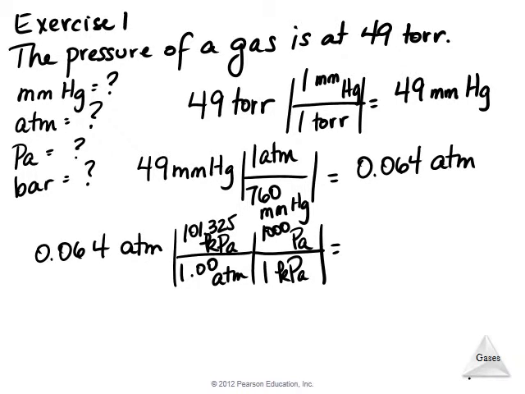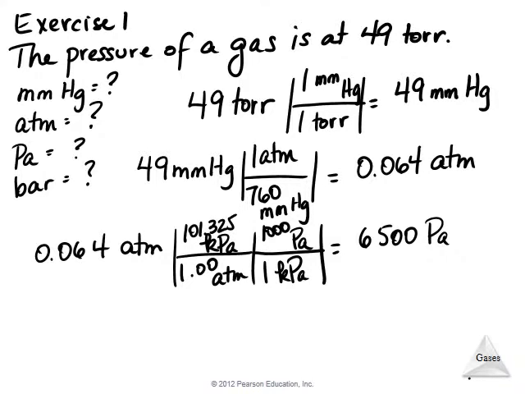So again, I can do my math. I'm still going to have 2 significant figures as my answer. So 0.064 times 101.325 times 1,000, and I'm going to get 6,500 Pascal. Okay?